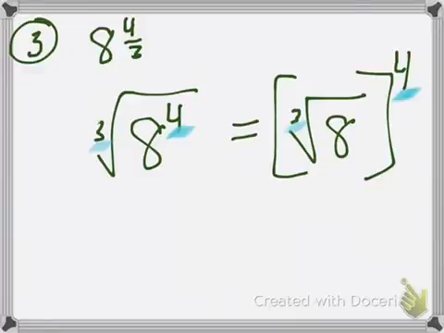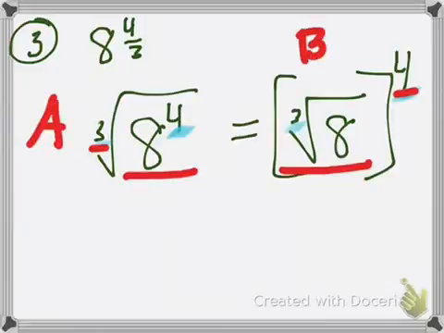So you need to look at this and say, wait, is it easier to take 8 and raise it to the 4th power and then take the cube root? Or is it easier to take the cube root of 8 and then raise it to the 4th power? All right. Hopefully, you are thinking option B, because we know what the cube root of 8 is. We actually did it in number 2.